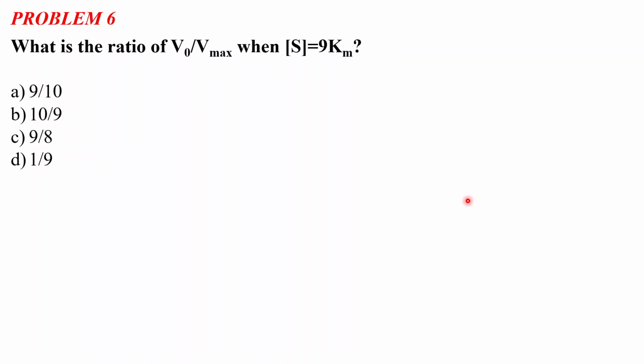All of you try to solve this question. What is the ratio of V0 by Vmax when S equals 9 Km?